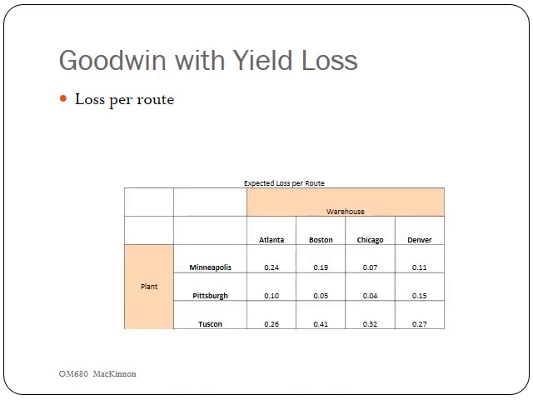So let's take a look at Goodwin again with a yield loss. So we have a loss per route. For example, from Minneapolis to Atlanta, we expect to lose 24% of whatever it is that we are shipping. Maybe it's dry ice. It doesn't really matter, but we have some way of quantifying the loss per route.